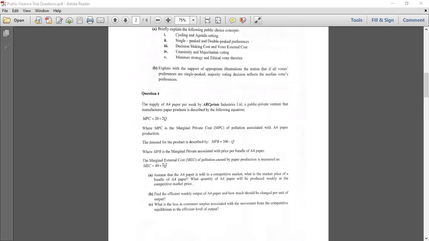So if you remember, under competitive markets, we just equate marginal private cost to marginal private benefit. They don't account for externality. So that's what we do for A. And then for B, we want the efficient weekly output. So here they are considering the externality.